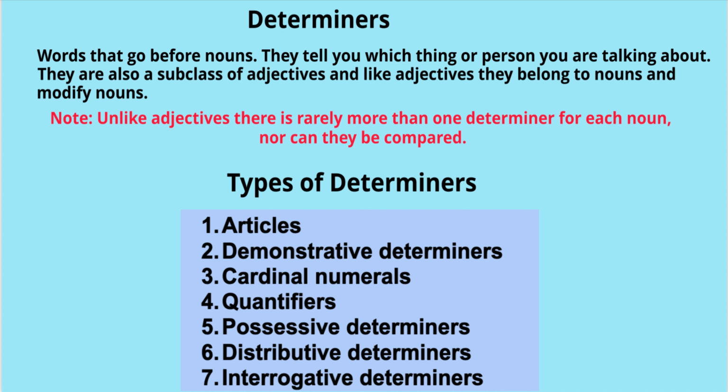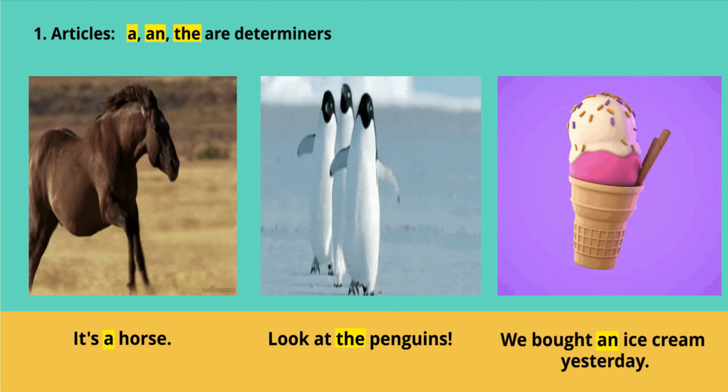So why do we need to learn about determiners? Because it helps you in classifying the sentences. Types of determiners. There are 7 types. Articles, demonstrative determiners, cardinal numerals, quantifiers, possessive determiners, distributive determiners, and interrogative determiners. Let's see the first one.